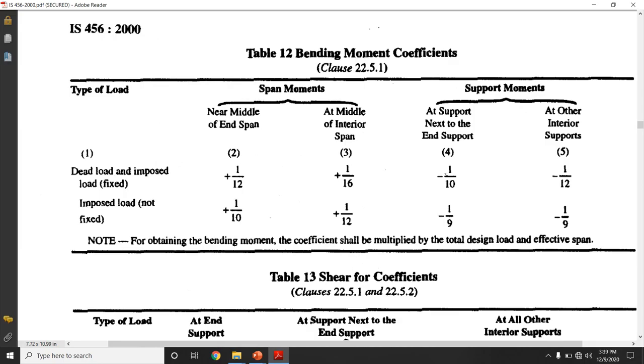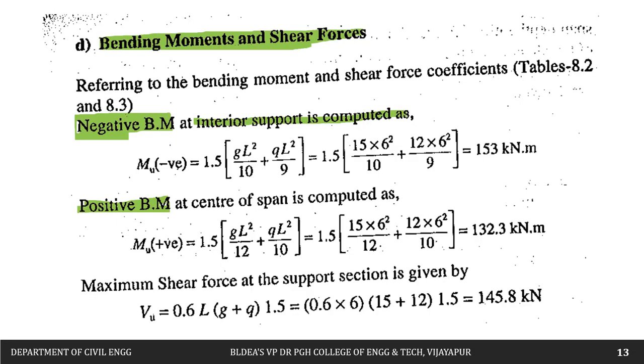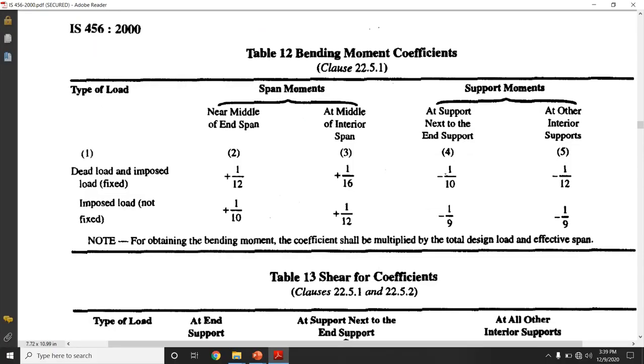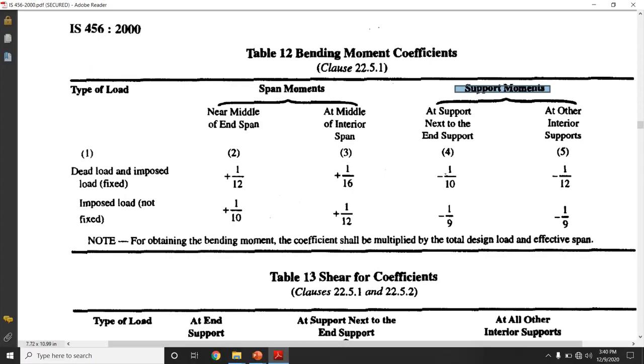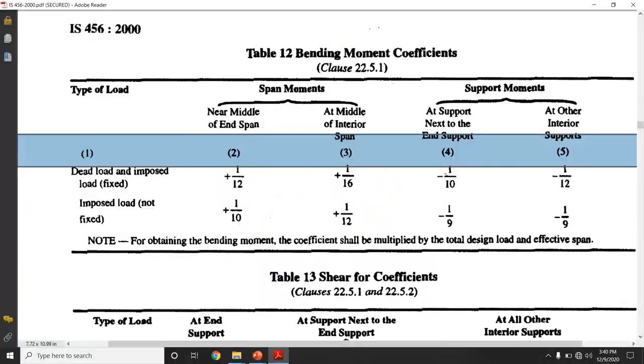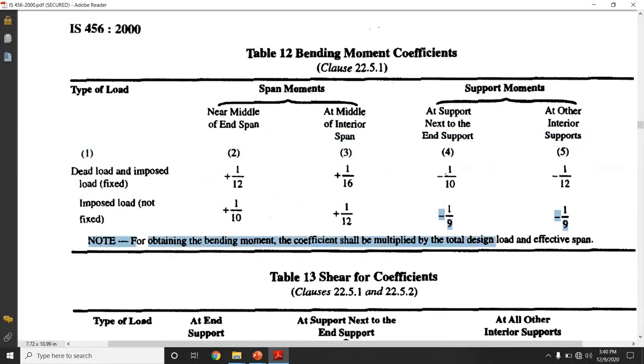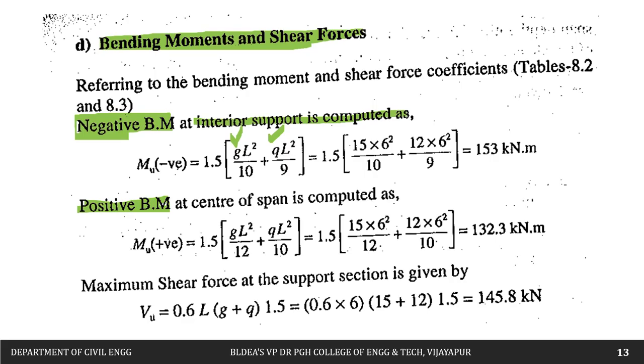So we are calculating the bending moment, the negative bending moment. That means the support moment we are calculating, due to dead load and live load. G is nothing but dead load, Q is nothing but live load. For dead load at the support next to the end support, it is 1 by 10, and for live load it is 1 by 9, that is WL square, where G is the dead load and Q is the live load.